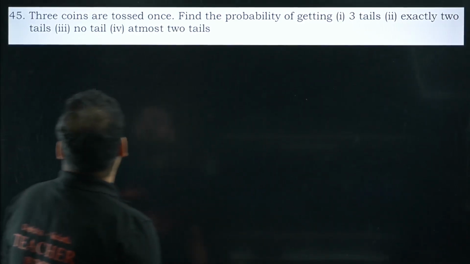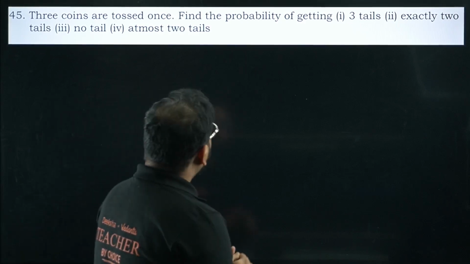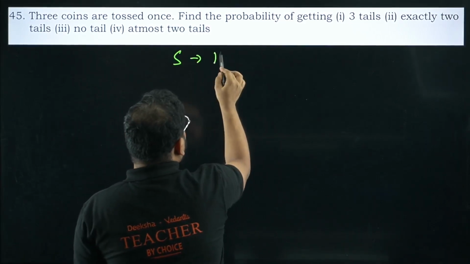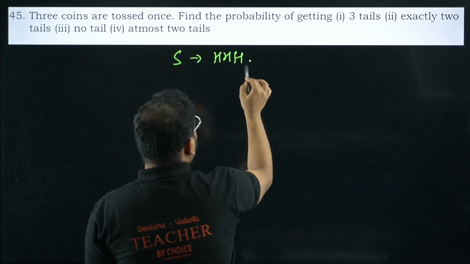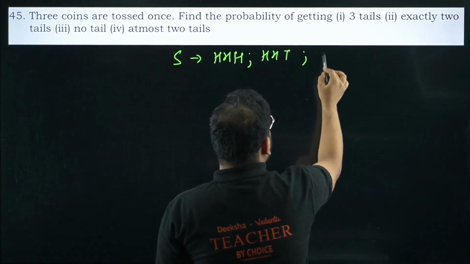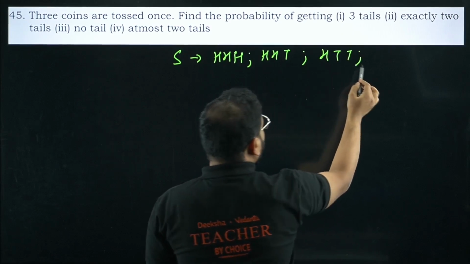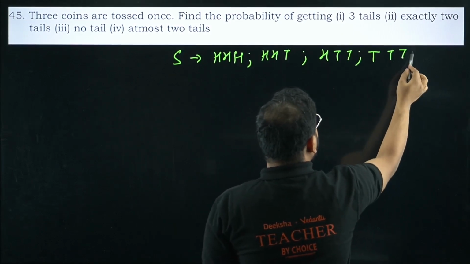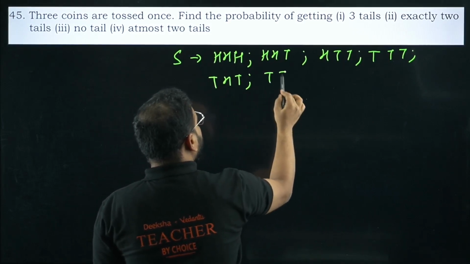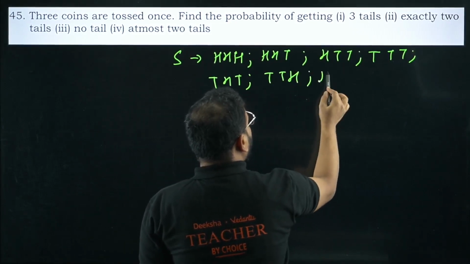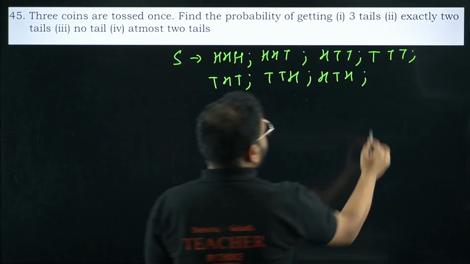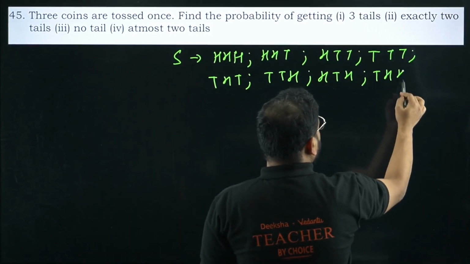What is it? 3 coins are tossed once. 3 coins, right? So what will be the sample space? It will be H, H, H. Next we'll have H, H, T. Next we'll have H, T, T. Next we'll have T, T, T. Next we'll have T, H, T and T, T, H. Then H, T, H. And what else? T, H, H, right? T, H, H. Please check.